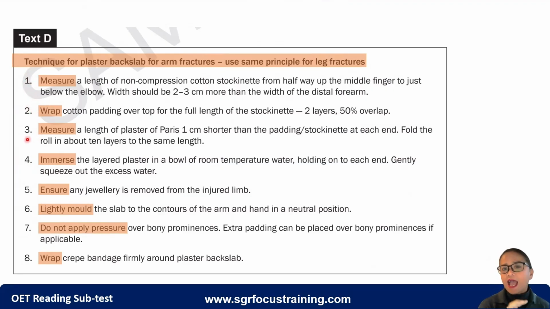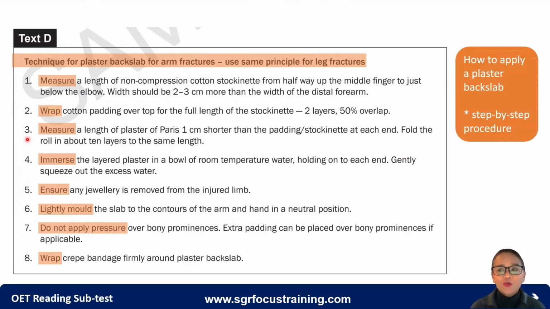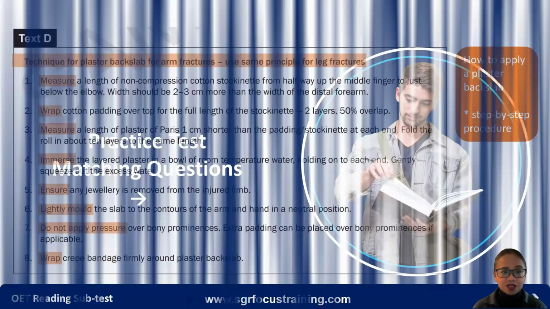So by knowing how they are designed, okay, we know this is chronological, it will help you answer some of these questions later on much better, okay? I'm going to show you how once a question comes in later on. So when you understand the text D is all about how to apply a plaster box lab, so a step-by-step procedure, then it makes things easier later on when answering the questions.